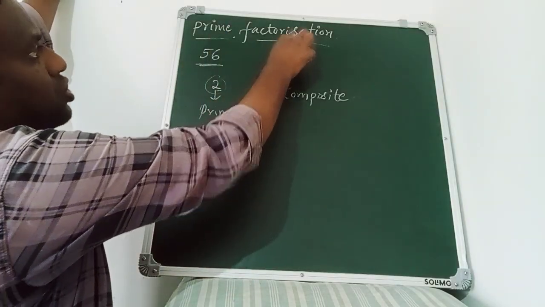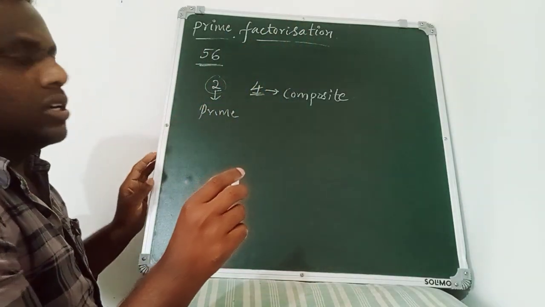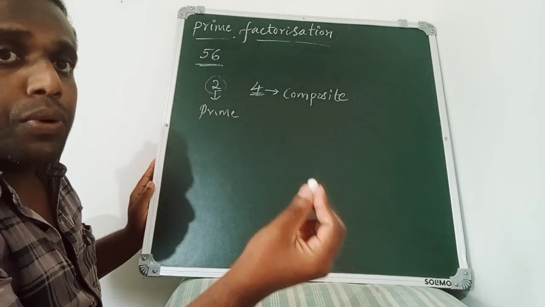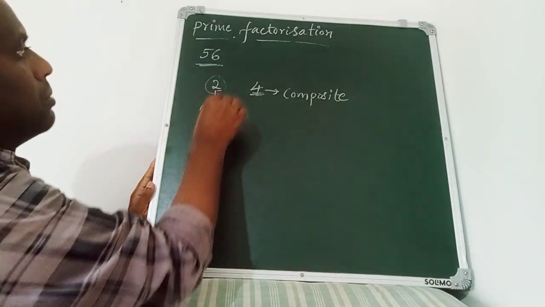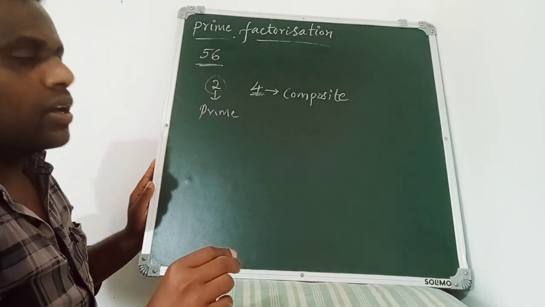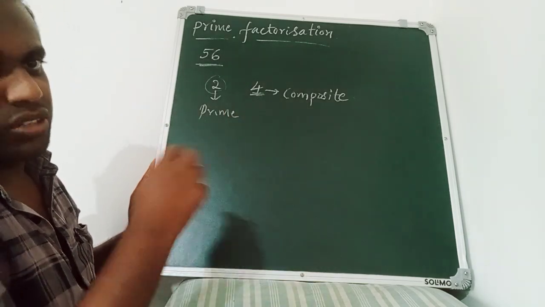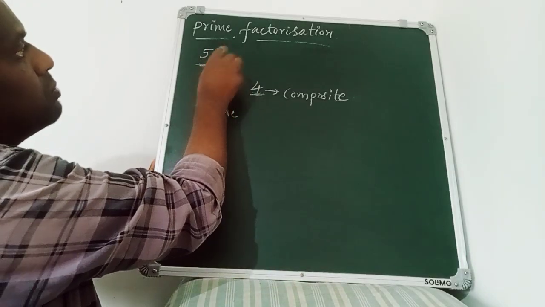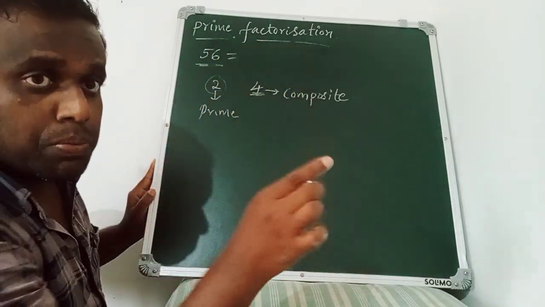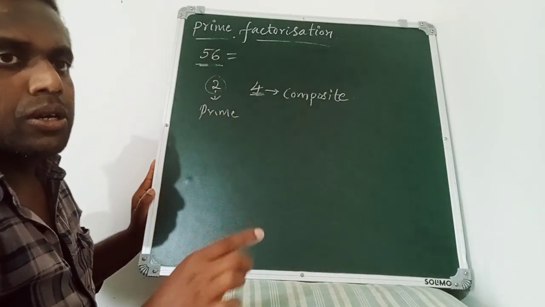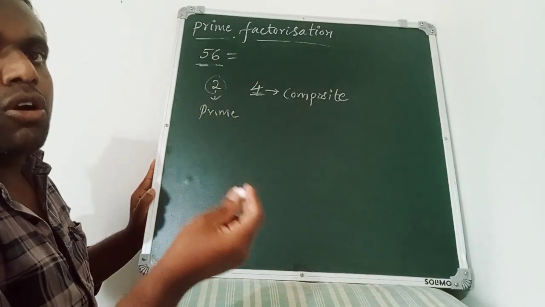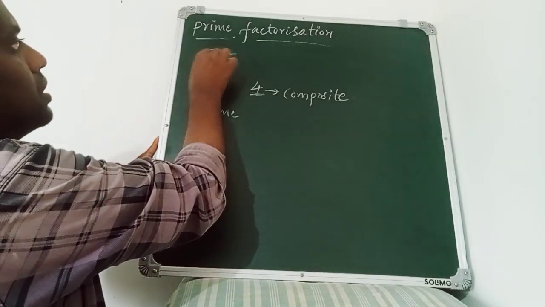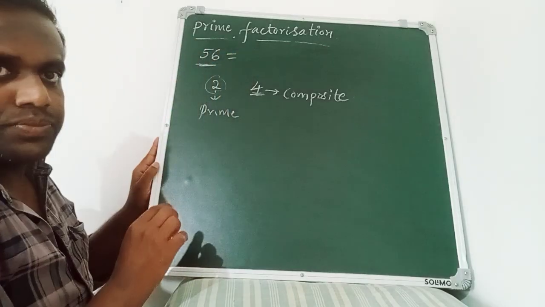Now, what is prime factorization? Very important. Any number, if you write that number as the product of prime numbers, like 2, that is called prime factorization. Now 56 is the number. If you write this 56 as a product of prime numbers, then it is called prime factorization you are doing. That's the meaning.